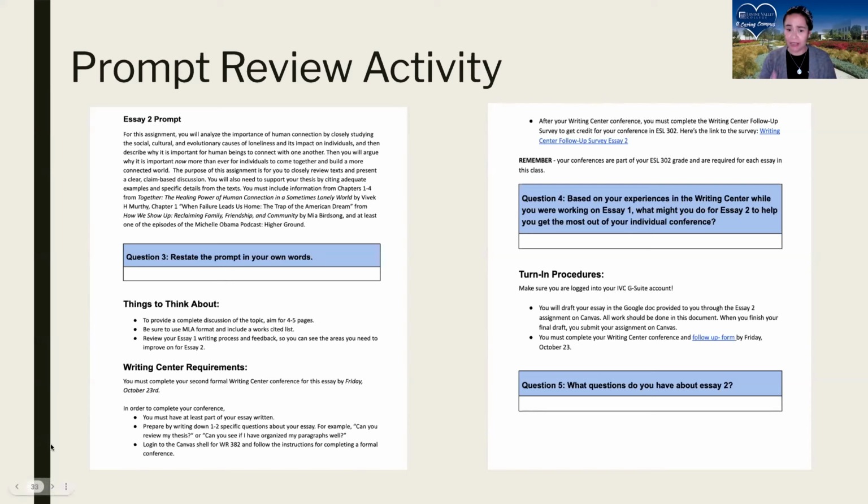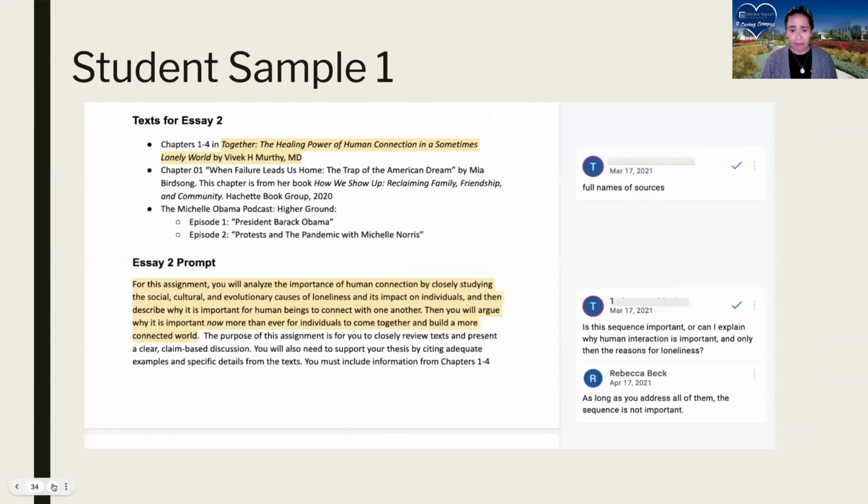So this is what my prompt looks like with the embedded questions. Next slide, please. And I wanted to share with you what some of those samples look like. So here's a student's actual work. The next 3 slides are work my students have done. And I'm having you look at the annotations that they did, and then the dialogue that occurs between me and them at this stage, right?